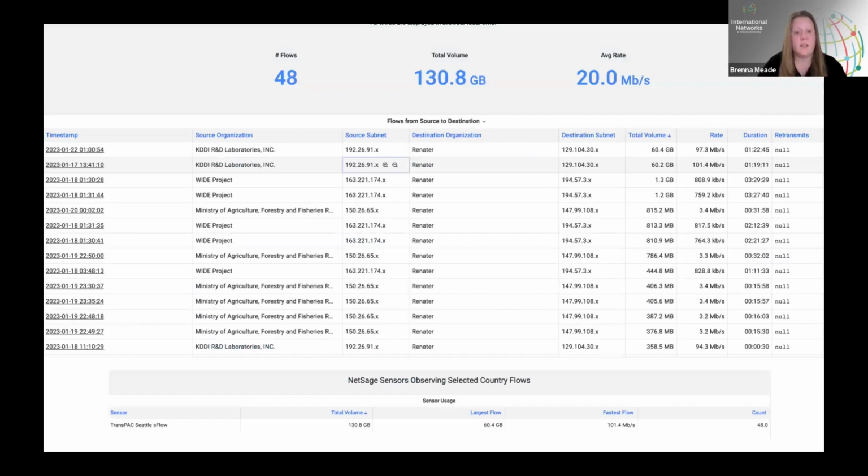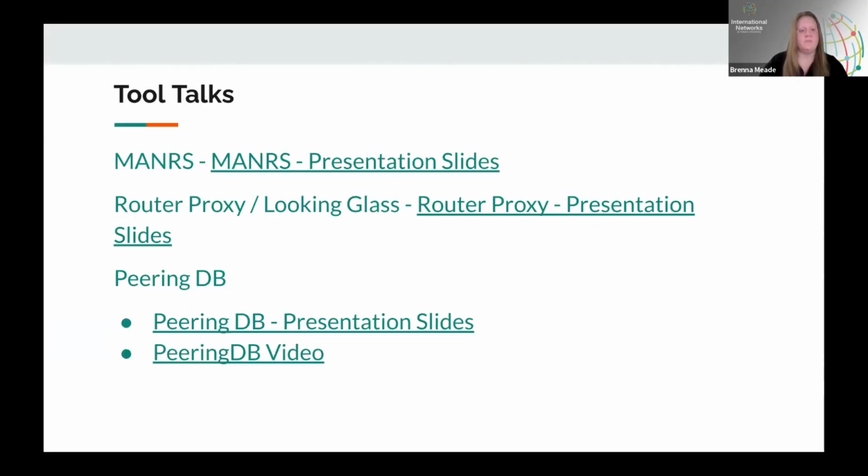So this is the NetSage dashboard that I saw this on. You may be interested in this as well. These are some of the institutions we saw in the direction going to Renata over Transpac. It's quite a few flows, 130 gigs, pretty large flows. Something we should definitely take a look at, and happy to take offline on email. Feel free to contact me after the session, or even right now, and we'll get that started.